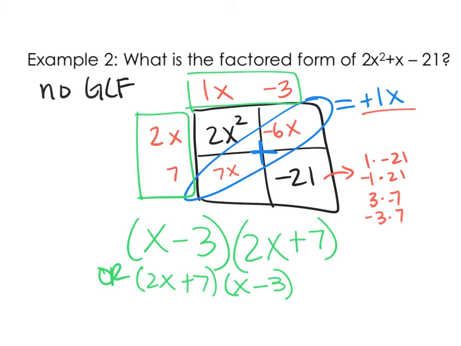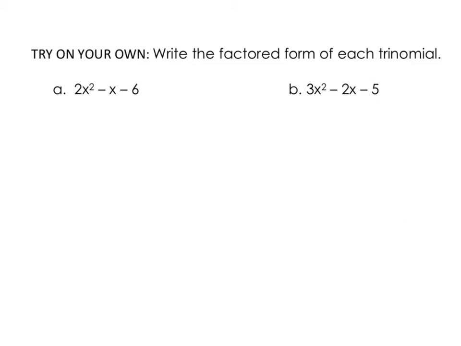Okay, if you want to pause now to try the next 4 examples, pause your video now. Okay, so let's go over these now that you've looked at them. So on the first one, we had to look for a GCF, and we did not have a GCF. We could only take out a 1, which did not help us to factor any of it. So we had to go straight to our box method.